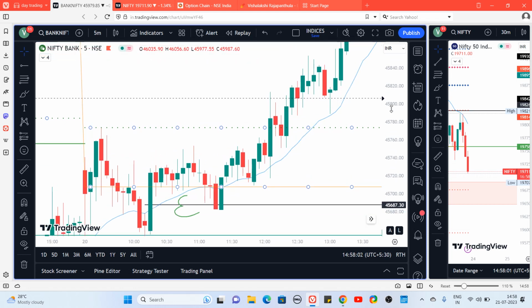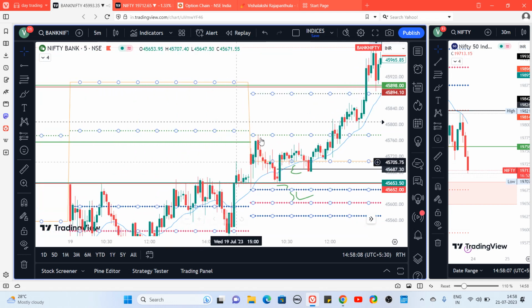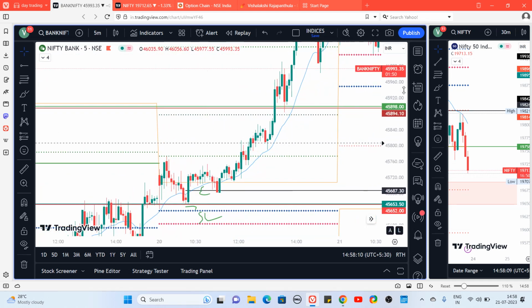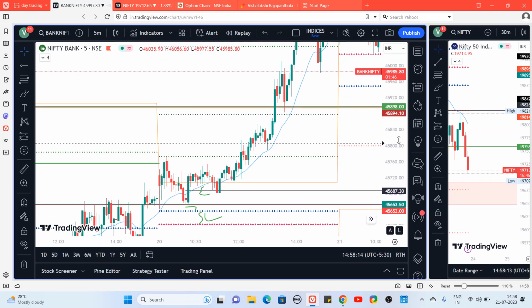See the beauty here. Throughout the day the index is moving like this. This is the power of analysis. Once it is retested, all the traders know that the index is going to shoot up and they enter with their systems.